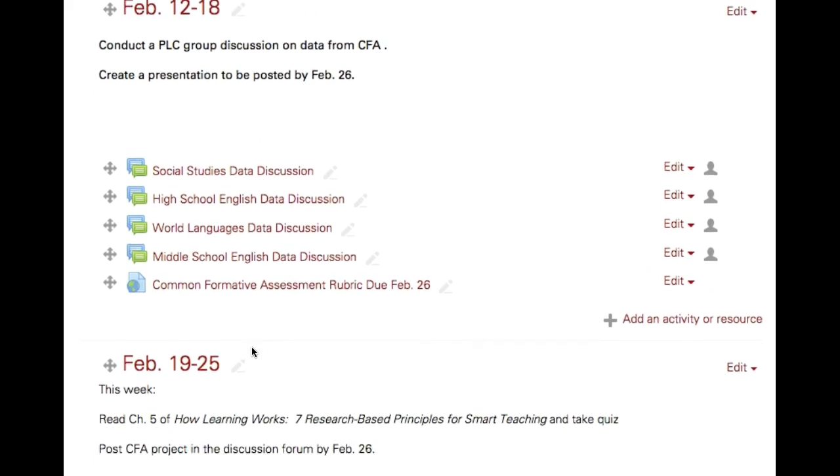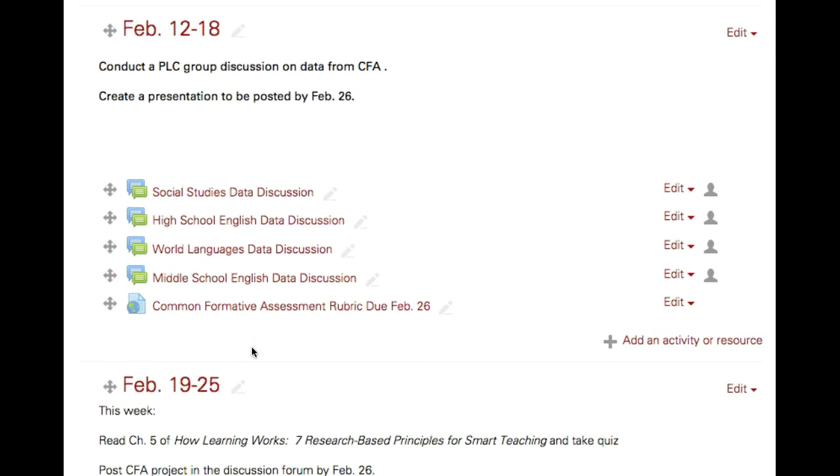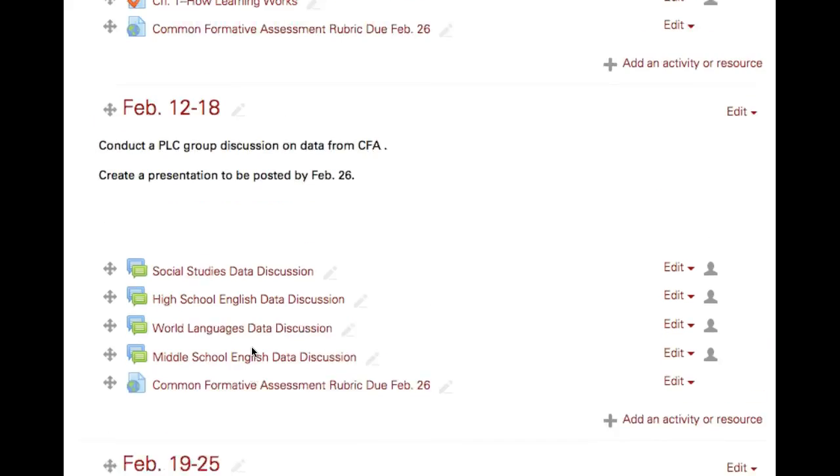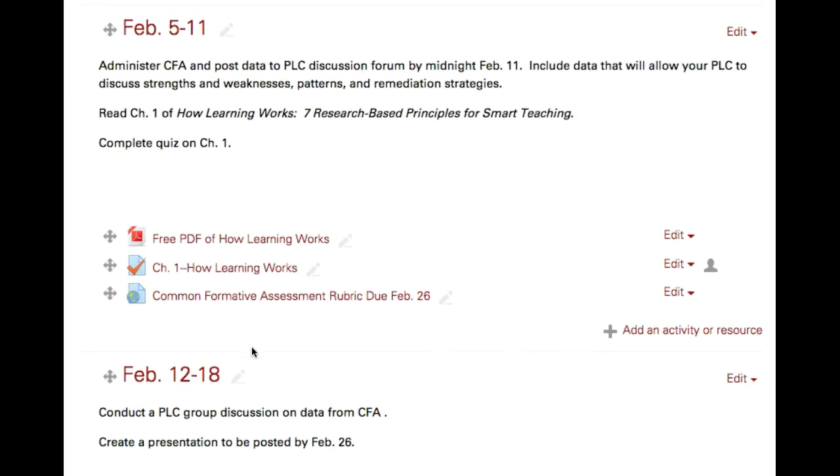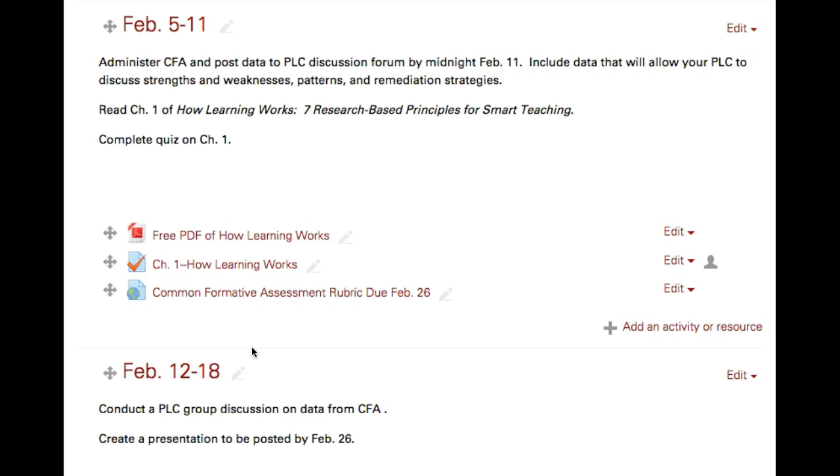And although data doesn't sound exciting, I think after reading How Learning Works and discussing the various assessments in your own PLCs, you'll get kind of excited about it, and you'll get excited about the ways that you will find to help students who struggle with different levels of learning.